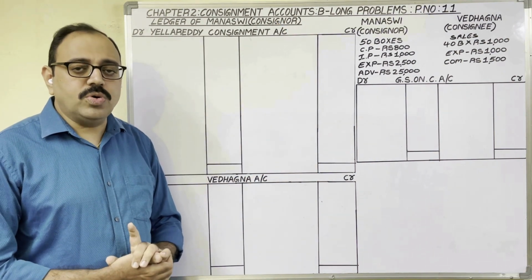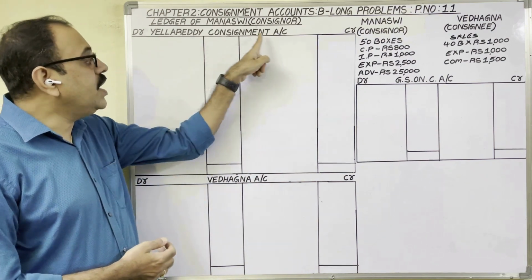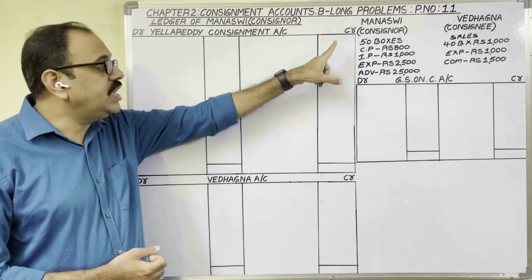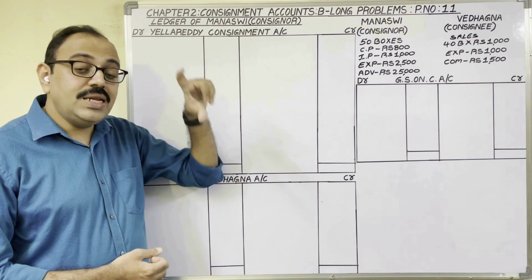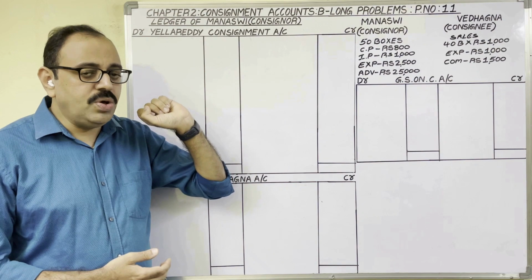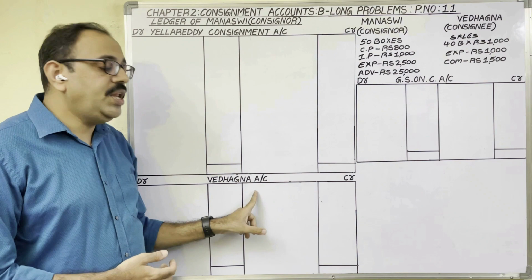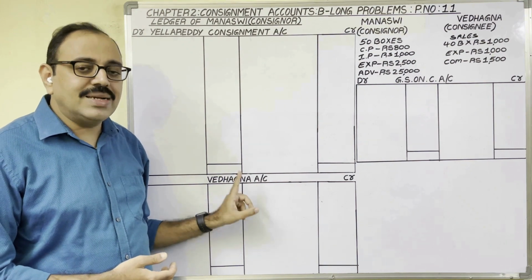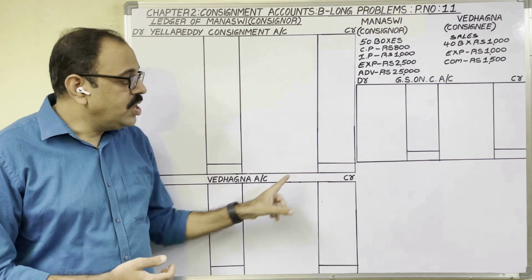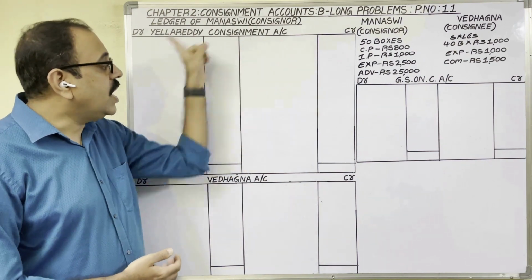So in the consignor's books, we have to prepare three accounts. First one, LRT consignment account. The consignor is living in Medak, and the consignor's area name we should not write here. The consignee's area name we should always mention. The consignee is living in LRT, so LRT consignment account we should prepare. Then the consignee account. In the present problem, the consignee's name is Vedagna, so Vedagna account. Third one, goods sent on consignment account. These three accounts we have to prepare in the consignor's books.